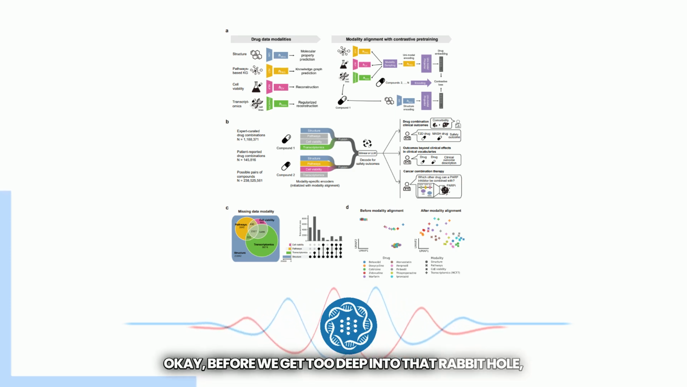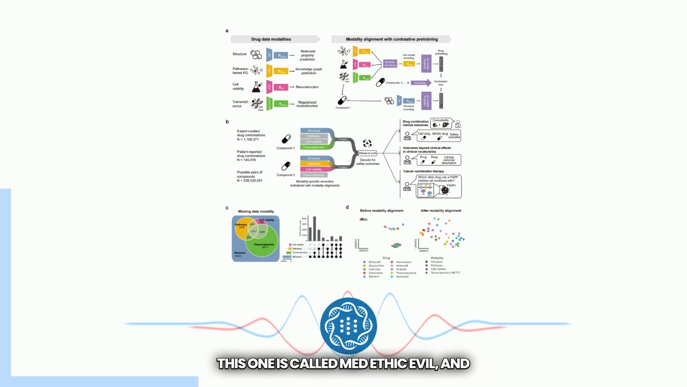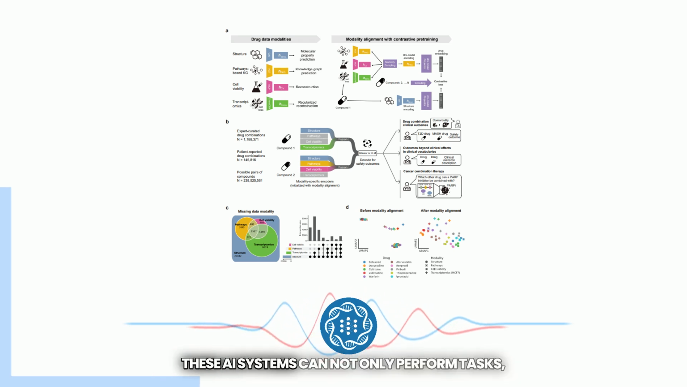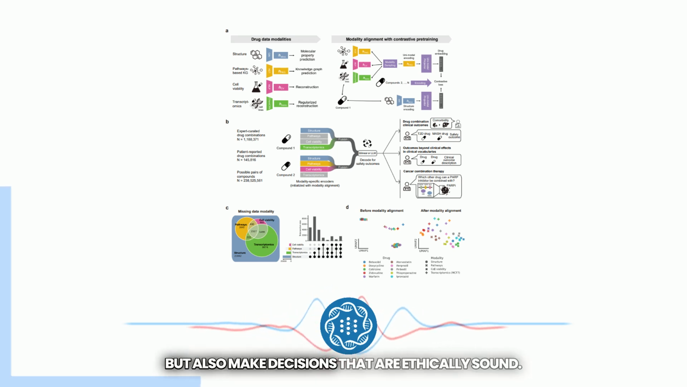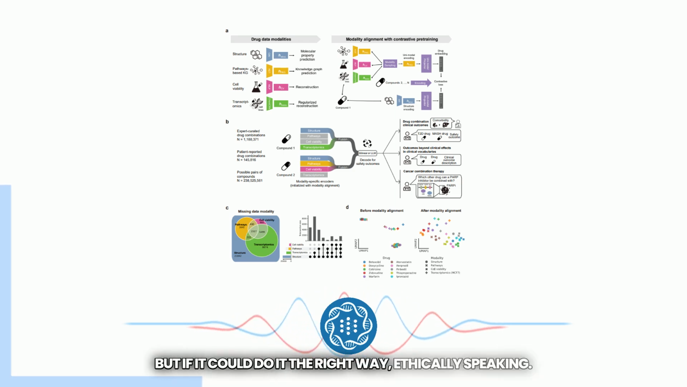Yeah. Okay, before we get too deep into that rabbit hole, let's move on to the next paper, which is all about figuring out if LLMs can reason ethically within healthcare. This one is called MedEthicEval, and it's by Hawan Jin and their colleagues. It's really fascinating because it looks at whether these AI systems can not only perform tasks, but also make decisions that are ethically sound. So it's not just about if the AI can do the job, but if it can do it the right way, ethically speaking.